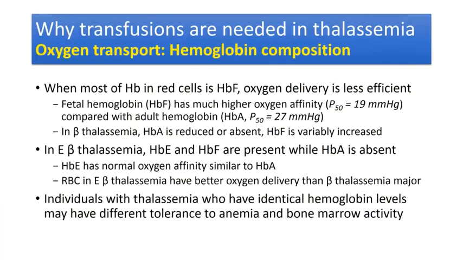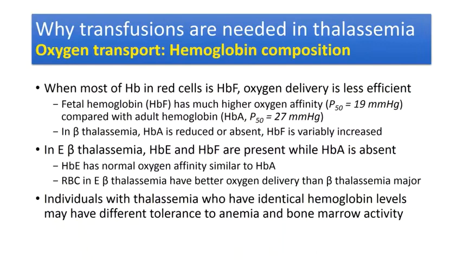The third issue in thalassemia is the type of hemoglobin, which directly relates to oxygen transport. When all the hemoglobin inside the red cell is fetal hemoglobin, the oxygen delivery is less efficient because fetal hemoglobin has a much higher oxygen affinity compared to adult hemoglobin. And in beta thalassemia major, hemoglobin A is either severely reduced or completely absent, and it is replaced by F to a variable degree.